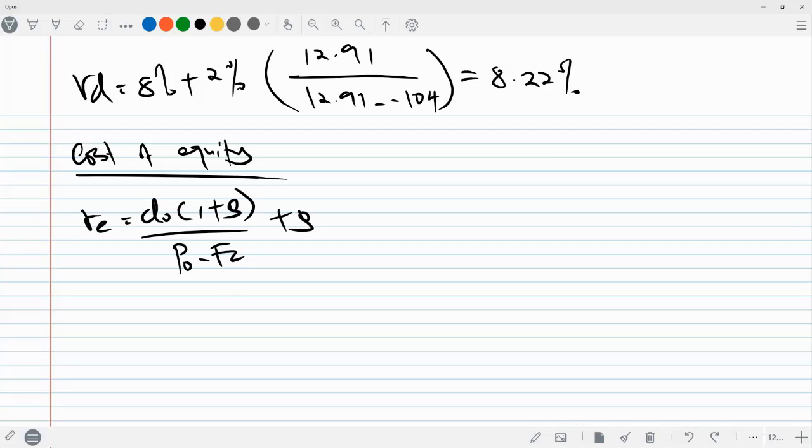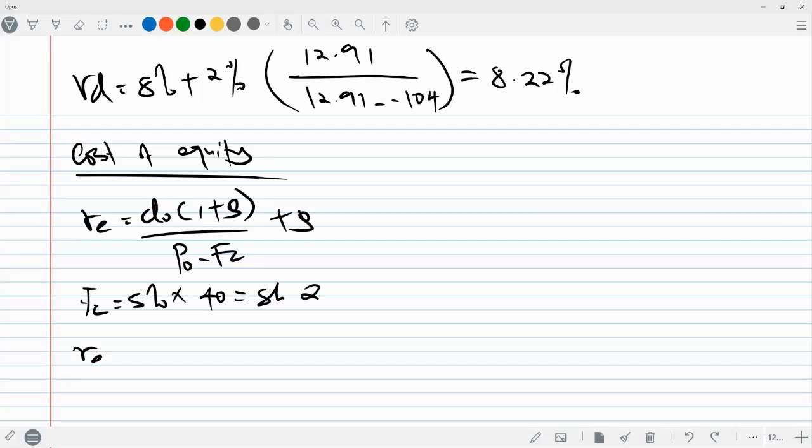The dividend is equal to 5. The growth is 10%. The current market price is 40. Flotation cost is 5%. The flotation cost, therefore, is 5% times the market value of 40, which is how much? 5% of 40 gives us 2.